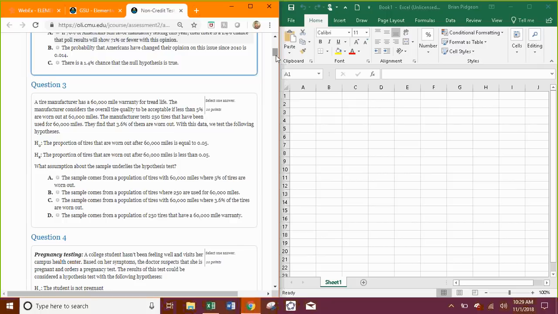A tire manufacturer has a 60,000-mile warranty for tread life. The manufacturer considers the overall tire quality to be acceptable if less than 5% are worn out at 60,000 miles. The manufacturer tests 250 tires that have been used for 60,000 miles. They find that 3.6% of them are worn out. With this data, we test the following hypothesis. The H0 is that the proportion is equal to 0.05, the HA less than 0.05. When I say H0, I mean the null hypothesis, HA. It's just easier to say it that way. So what assumption about the sample underlies the hypothesis test?